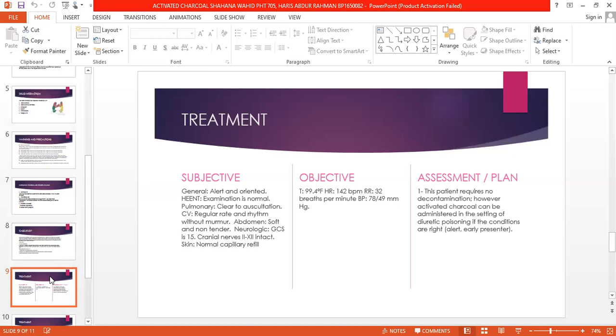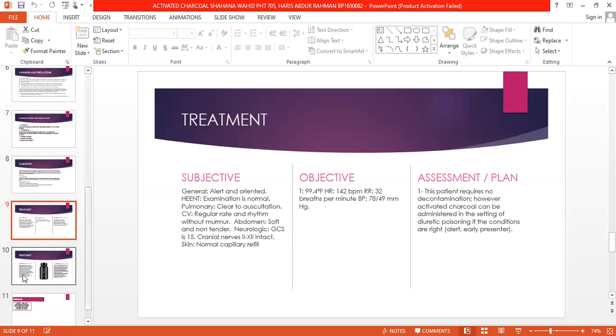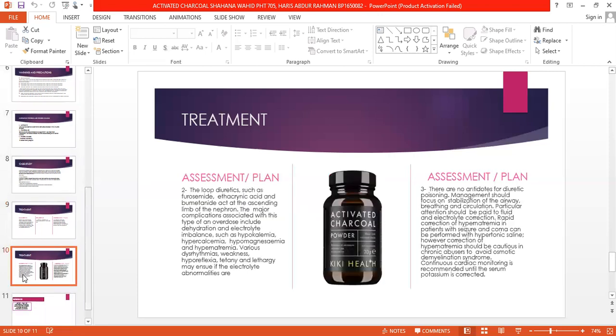What would be the assessment? The first question was what type of decontamination this patient requires. No decontamination. However, activated charcoal can be administered in the setting of diuretic poisoning if the conditions are right. So basically it appears that the patient has taken a sufficient amount of diuretic, but not to that extent which requires the decontamination process. So what should be our plan?